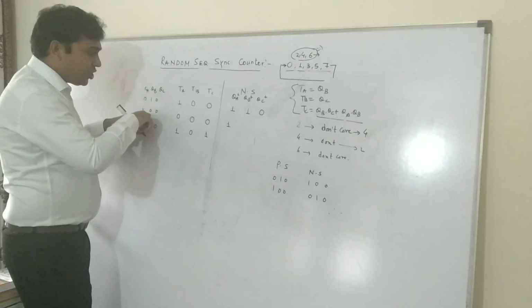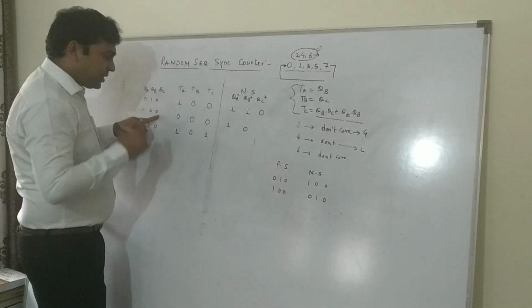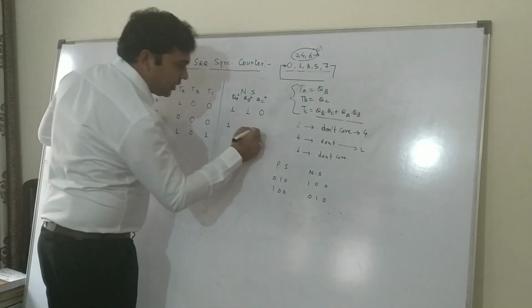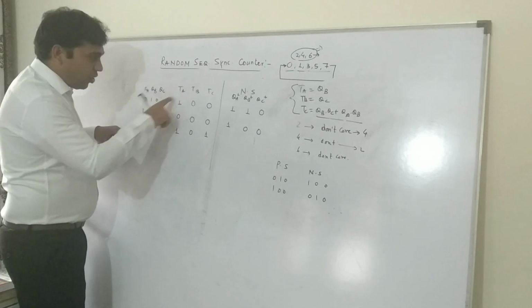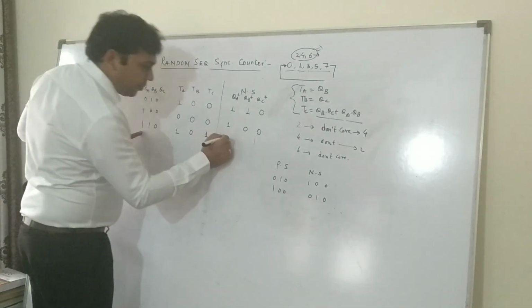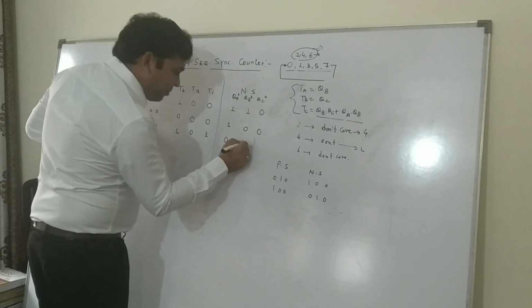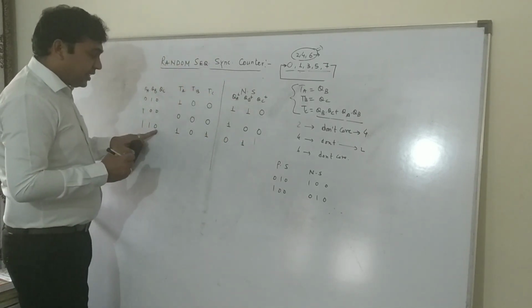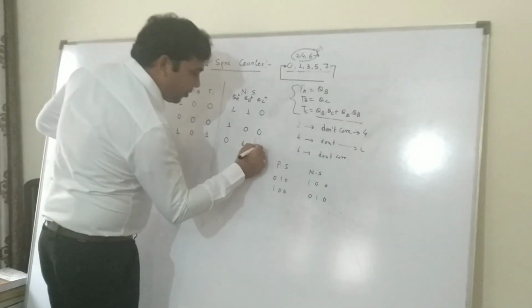Qb present output is 0. You have applied 0 at the input, so it will be in a memory state. Present output is 0. You have applied 0 at the input, it will be in a memory state. Present output is 1. You have applied 1, so it's a toggle, so it will be 0. Present output is 1. You have applied 0. That means in a memory state, so it will be 1. Present output is 0. You have applied 1. That means in a toggle state, the output will be 1.